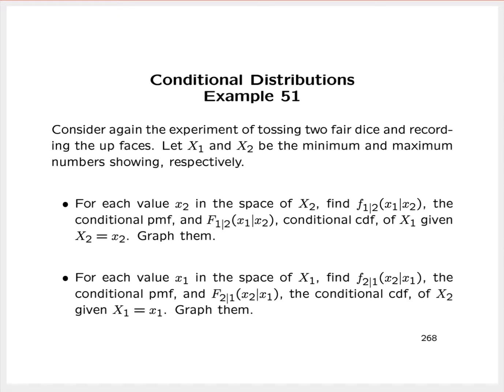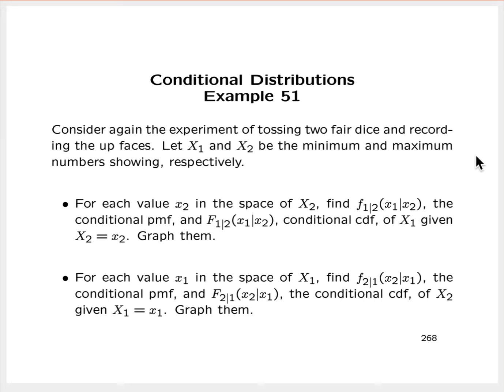Okay, so let's look at example 51. This example involves conditional distributions. So consider the experiment of tossing two fair dice and recording the up faces. Let x1 and x2 be the minimum and maximum number showing, respectively. So we have looked at this situation. We've looked at this experiment before where we're tossing two fair dice and recording the up faces.